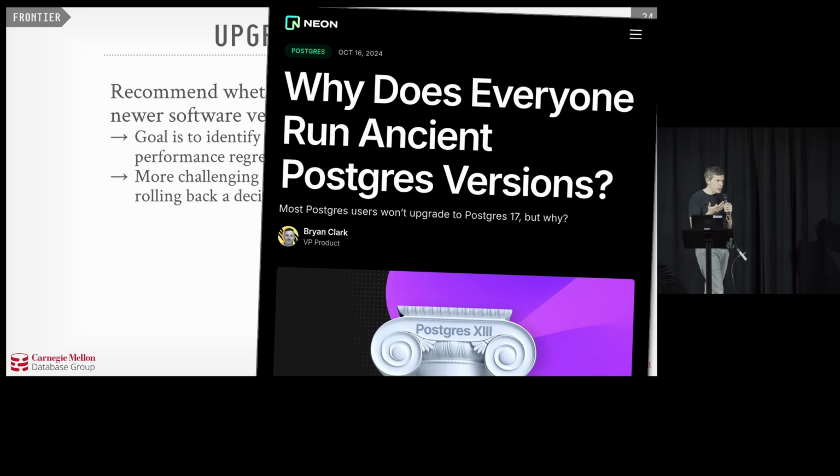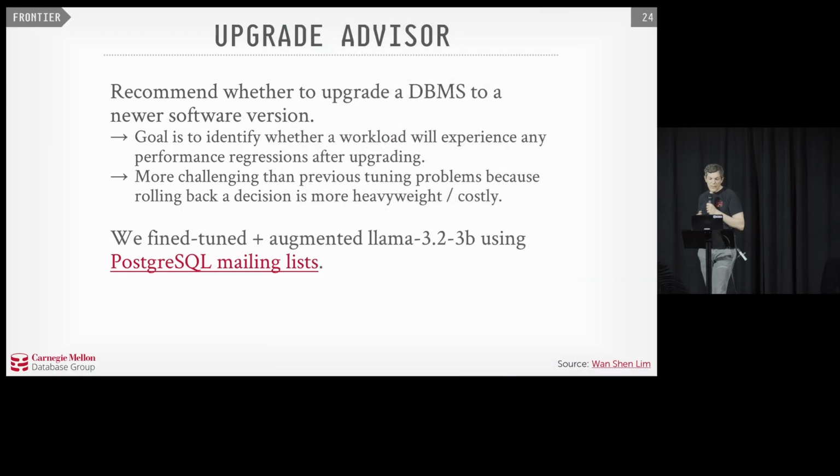So we tried to come up with a tool that can advise people to say, hey, if you upgrade your version of Postgres or whatever database you want, here's what you'll expect. If these queries go faster, these queries go slower, you'll see these kind of benefits or these kind of issues, right? So the way we figured to do this was that we were going to fine-tune an LLM based on Postgres mailing list emails. This is where people actually post regressions when they upgrade Postgres and they have issues. They're going right to the developers and saying, here's the problem that I have. So it was a great source to get this information.